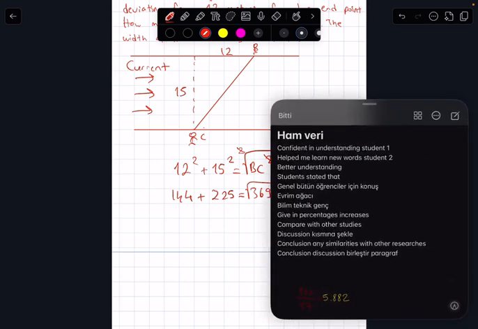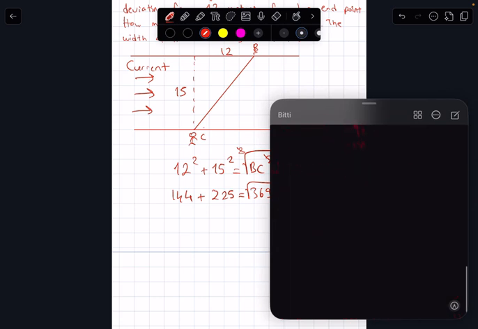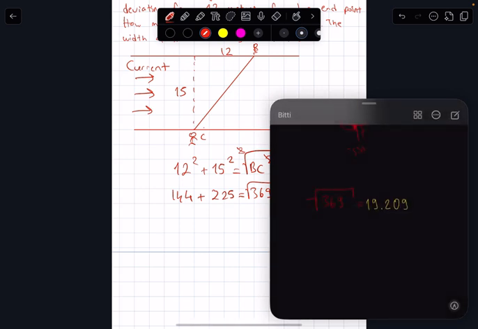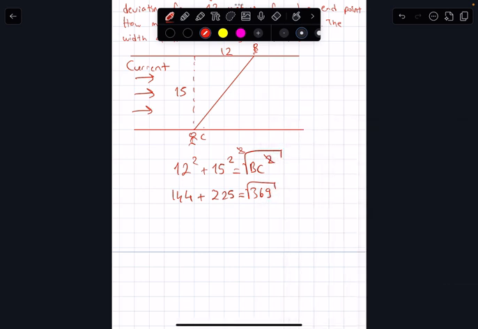actually we can find it from here. Yeah, square root of 369 is equal to 19.2. So this is going to be 19.2 meters. Okay, so we are good to go. We did our first question.